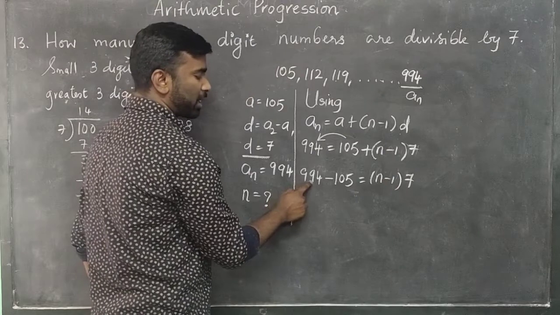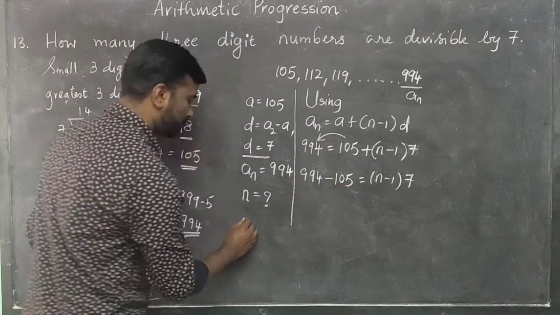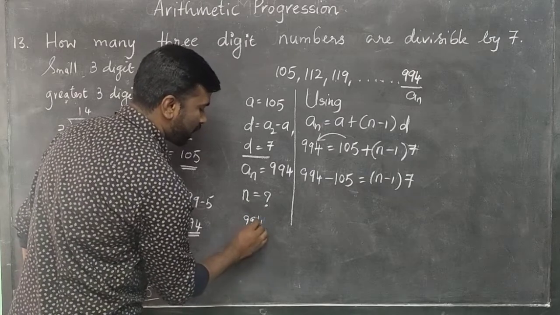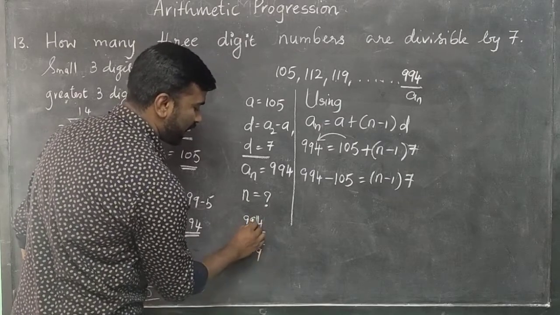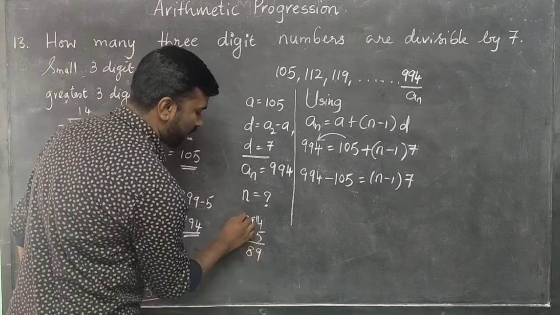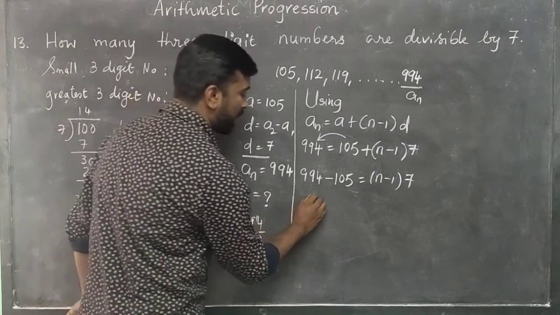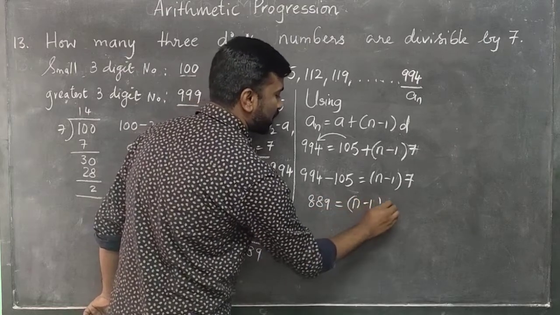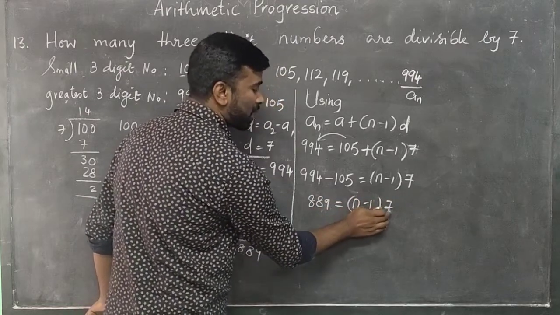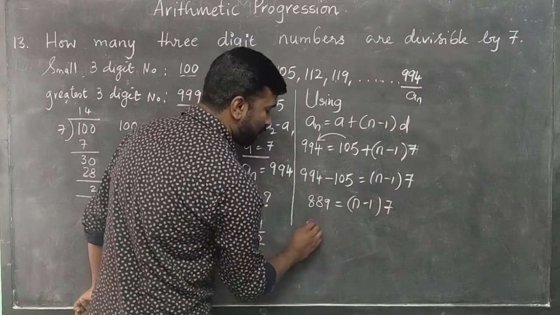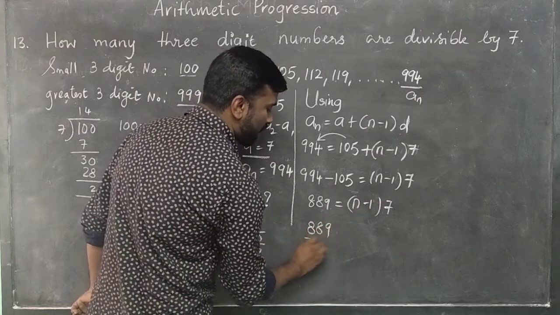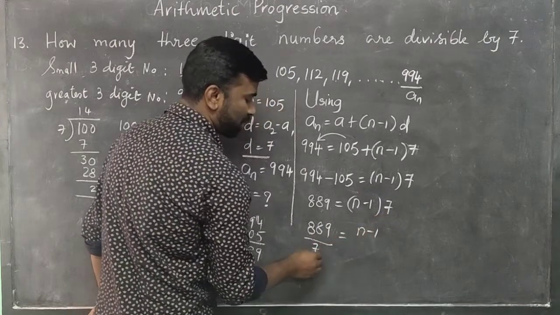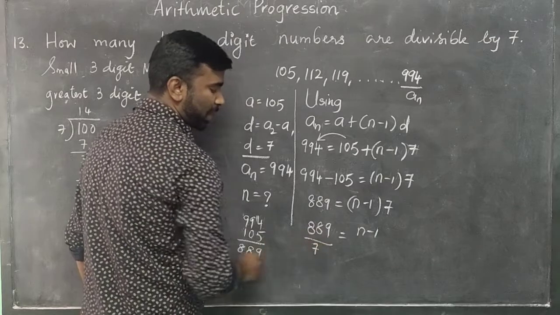Now subtract 994 minus 105. We get 14 minus 5 is 9. Then 8 minus 0 is 8. 9 minus 1 is 8. We get 889, which is equal to n minus 1 into 7. Now divide 7 on both the sides. So 7 and 7 will get cancelled out. We get 889 divided by 7.